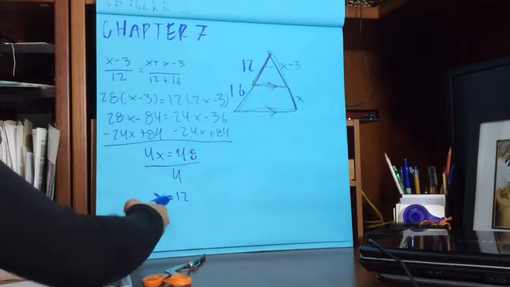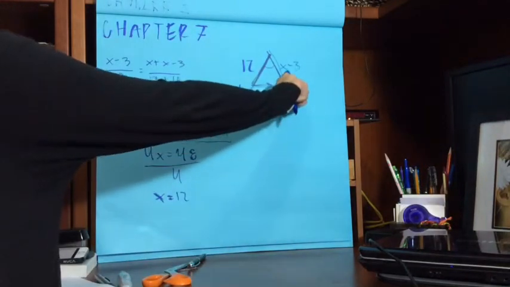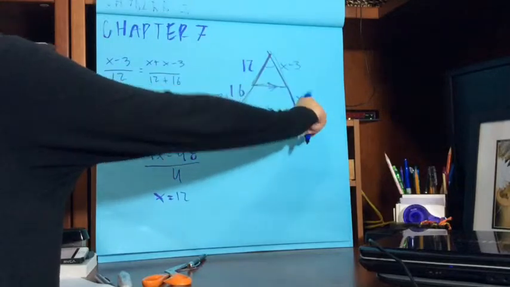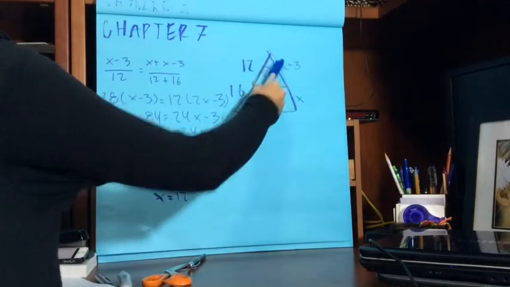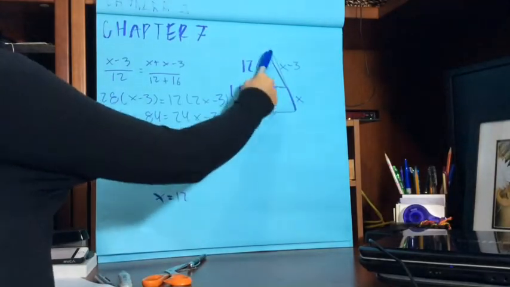If you wanted to check this proportion, you could plug the 12 into the x's over here, and when you do that, the proportion of this triangle is equal to the proportion of this larger triangle.